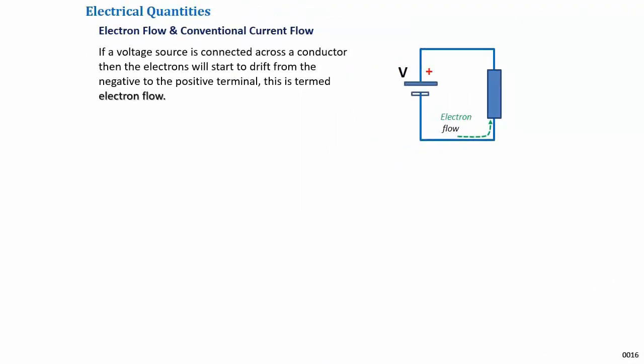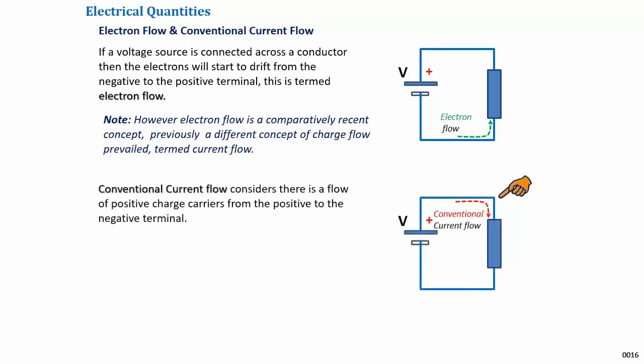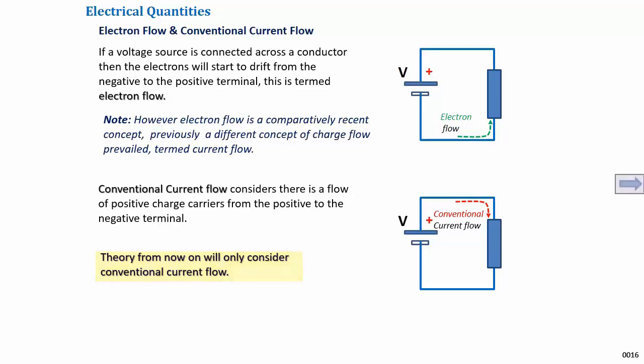If a voltage source is connected across a conductor, then the electrons will start to drift from the negative to the positive terminal. This is termed electron flow. However, electron flow is a comparatively recent concept. Previously, a different concept of charge flow prevailed, termed current flow. Conventional current flow considers there is a flow of positive charge carriers from the positive to the negative terminal. Theory from now on will only consider conventional current flow.